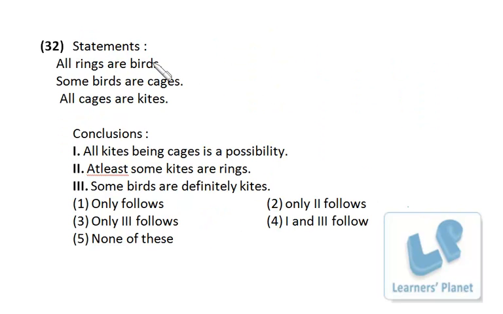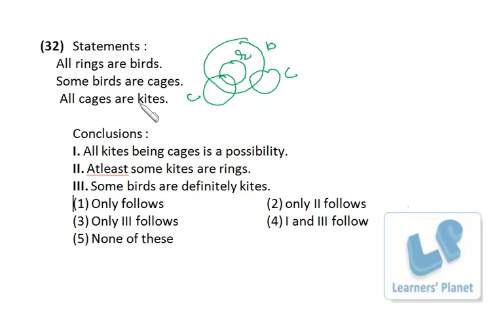All rings are birds. So this is rings, this is birds. Some birds are cages. So this is one possibility. This is one possibility, and all cages are kites. So this is a possibility, and this is also a possibility, right? I'm already using the word possibility, right? So there are two possibilities.